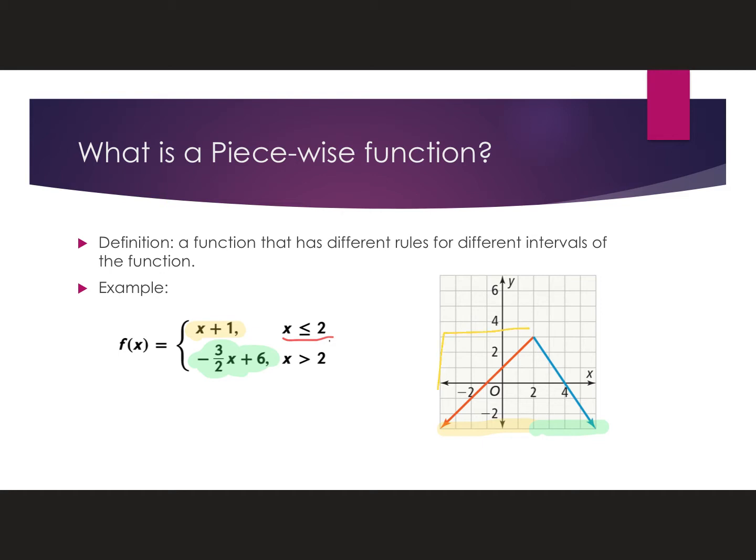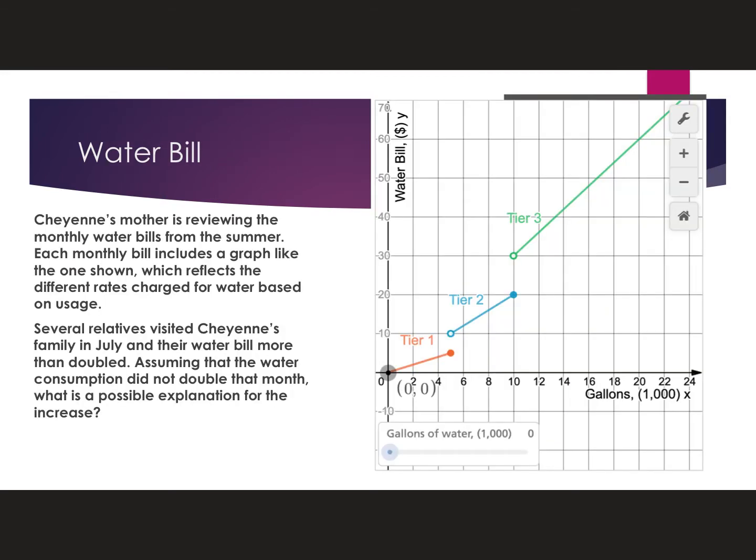This line here has a slope of 1. This line on the other side has a slope of negative 3 over 2. That means for every 2 I move over, I go down 3. We can definitely see that slope. And if this line continued, it would intersect my y-axis at 6. Sort of see that, okay? So you can see that on there. And that's what a piecewise function is.